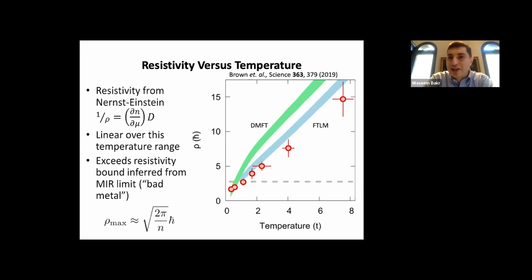It works exactly in infinite dimensions, but of course, we're only in 2 dimensions in the system, so you don't expect it to agree well. But now with our quantum simulators, we can start to discriminate between methods that work well and methods that don't work so well.